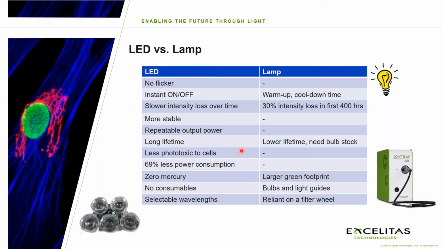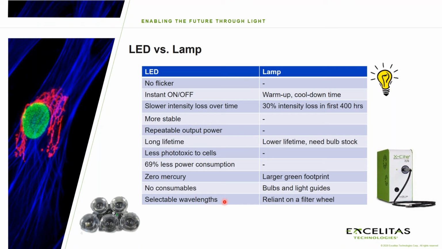LEDs use less power. They use less electricity versus lamps. There's zero mercury because it's not a bulb. There's no mercury or anything to be handled as far as waste and getting rid of it, which actually costs money in most labs. And because there's no mercury, there's a lower green footprint, whereas lamps have a larger green footprint as far as being environmentally sustainable. With an LED unit, there's no consumables.